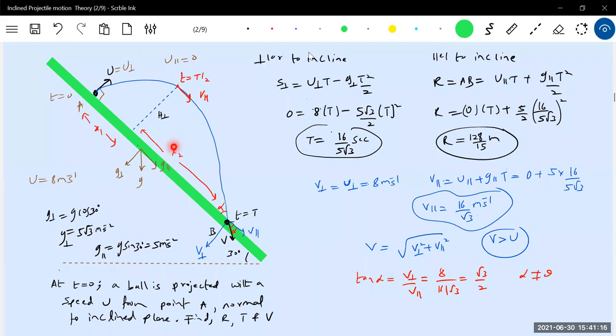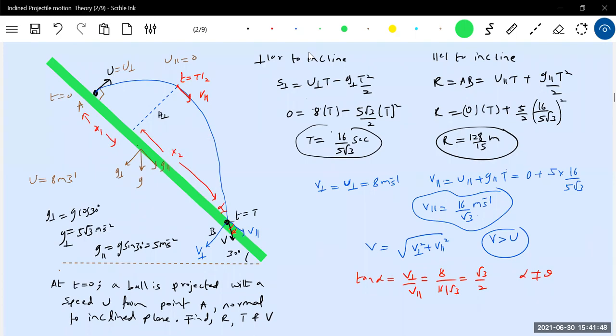The reason for that: what is g parallel? Acceleration along the incline, in uniform accelerated motion. Along the incline there is uniform accelerated motion, so the distance covered in equal intervals of time should increase. In the first half it will cover x1. In the next half it should cover more distance, no? So x2 must be greater than x1. I think this data will help us to draw the trajectory.